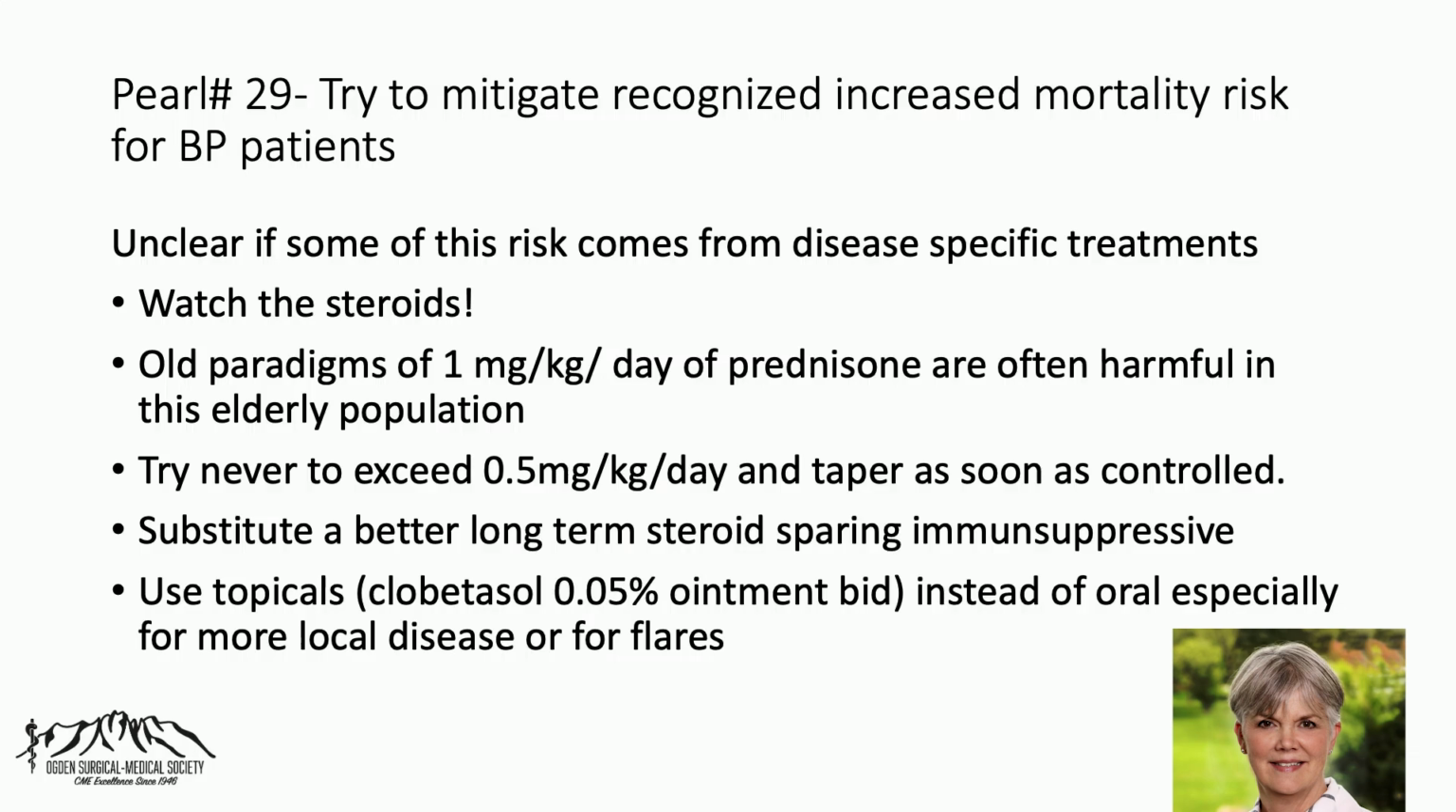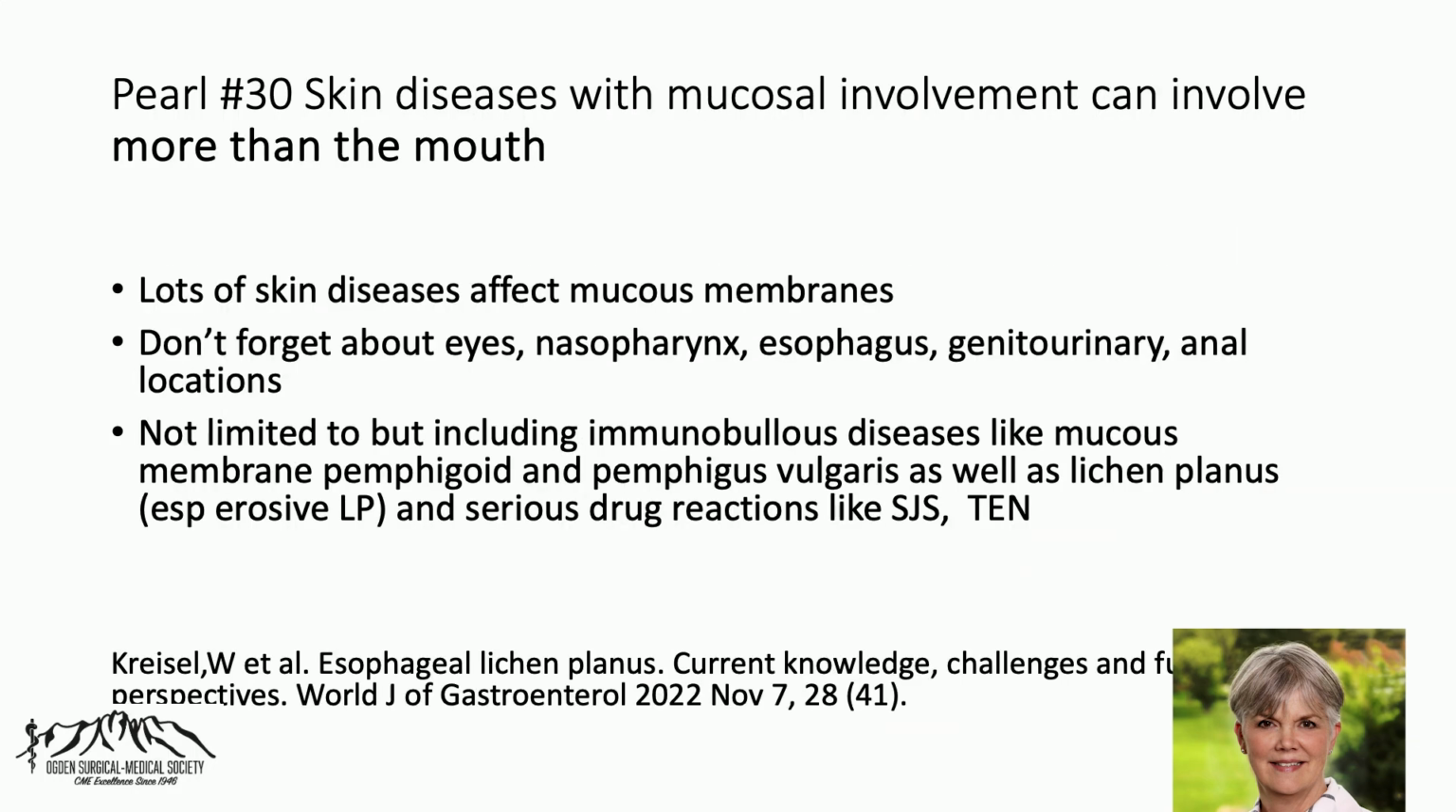Try never to start with more than a half a mg per kg and taper as soon as you can. Try to substitute another immunosuppressive drug like maybe mycophenolate if you really need to. And use topical therapy with a potent clobetasol. You're going to thin their skin, but it's better than giving them systemic steroids. So if they have limited disease, you can use topical steroid.